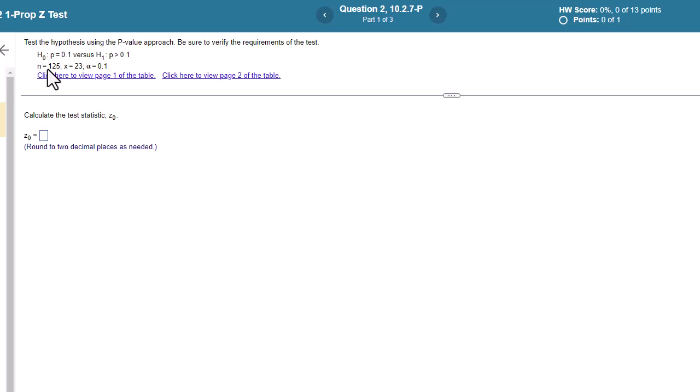And I've given you n. So this is from our sample. We have a total of 125. X was 23 and alpha is 0.1. And we are not going to be using the tables here. So let's go ahead and calculate the test statistic.